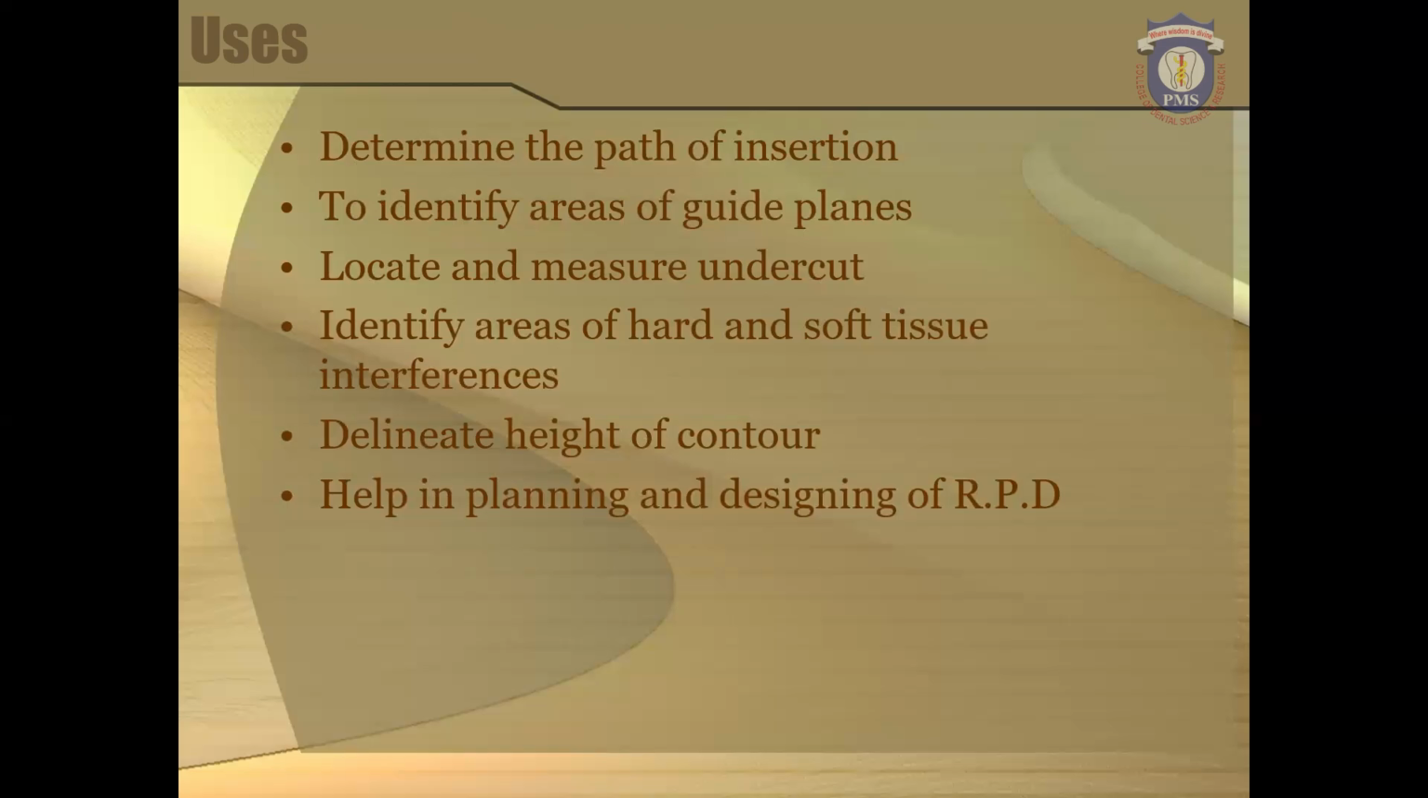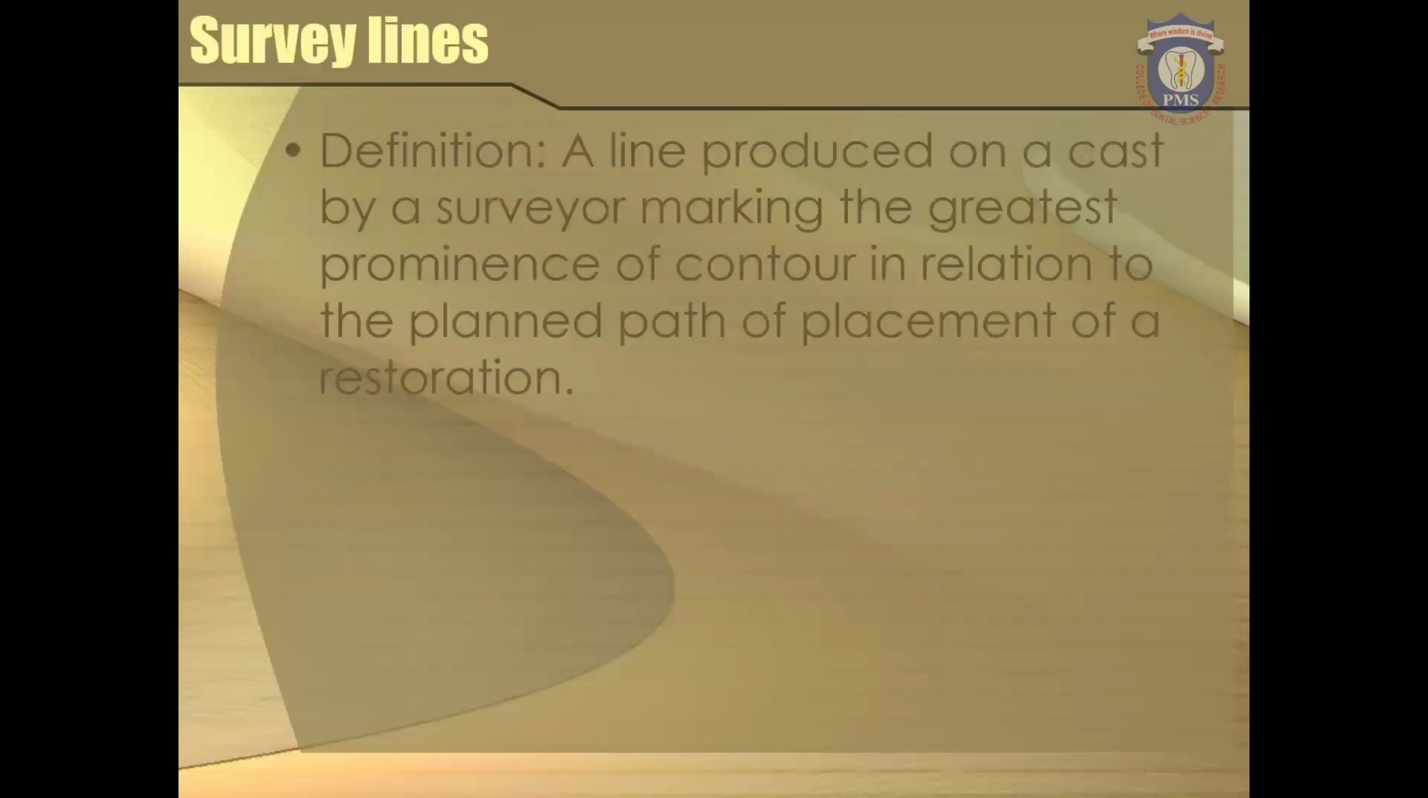So we have seen the point that it helps in locating and delineating the height of contour. So the carbon marker, as we saw in one picture, the carbon marker helped in marking the survey line. Okay, so we'll see what are the different survey lines seen in the tooth. What is a survey line? By definition, survey line is a line produced on a cast by a surveyor marking the greatest prominence of contour in relation to the planned path of placement of a restoration.